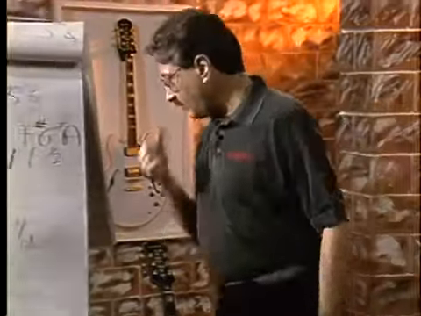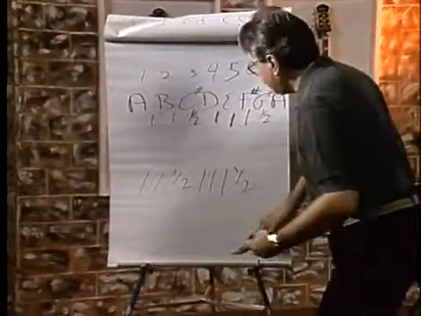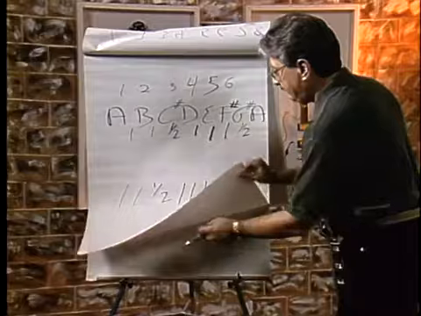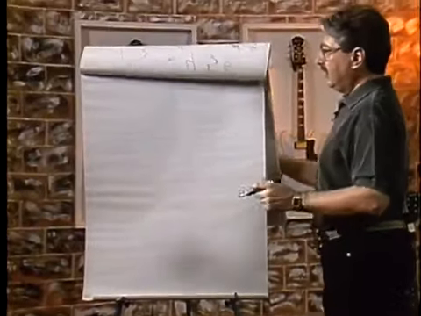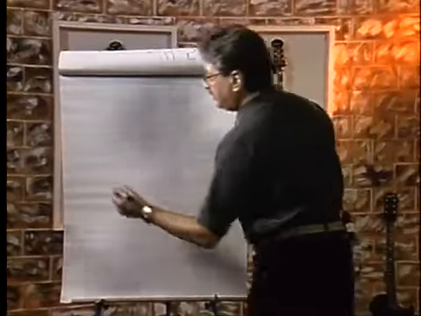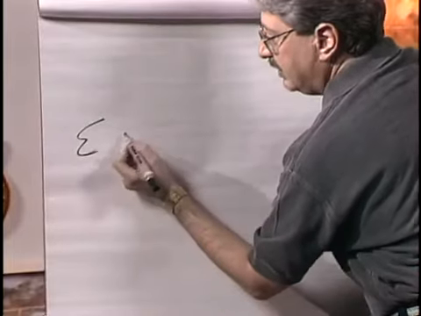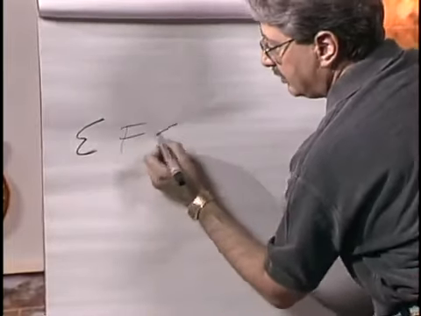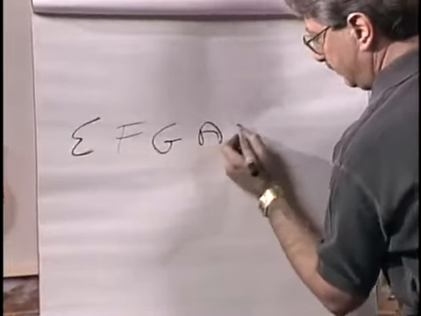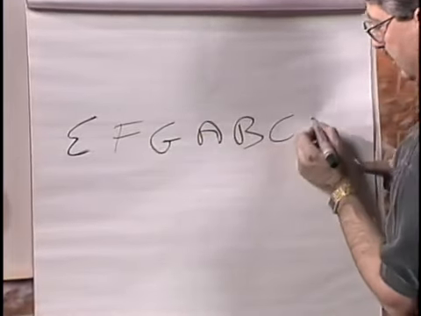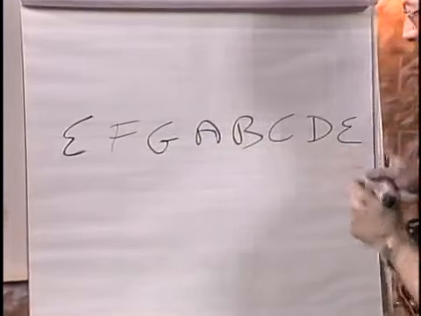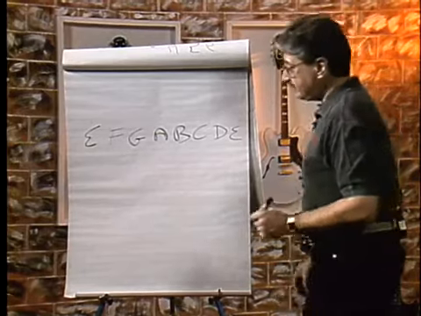Let's first take a look at how we form an E scale. Okay, we start with the E note, right? Let's go alphabetically. E, F, G, A, B, C, D, E. Now we have to fill in our sharps.